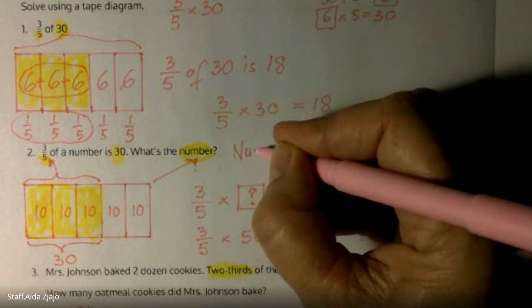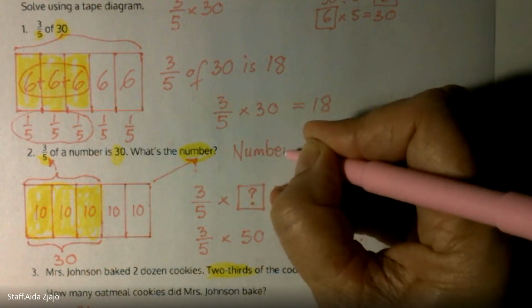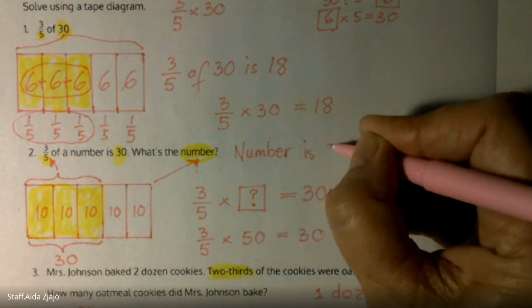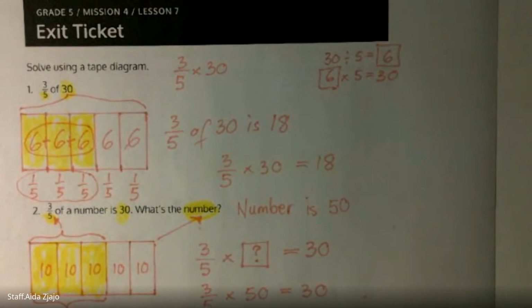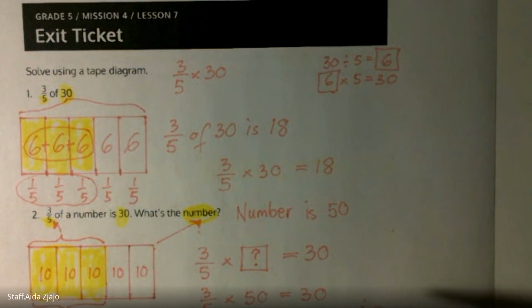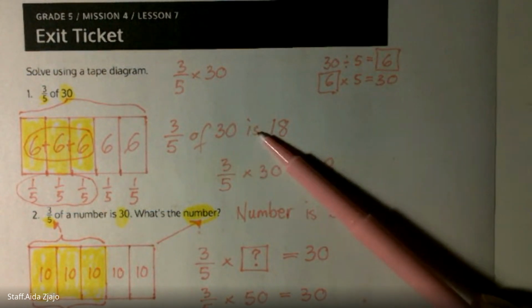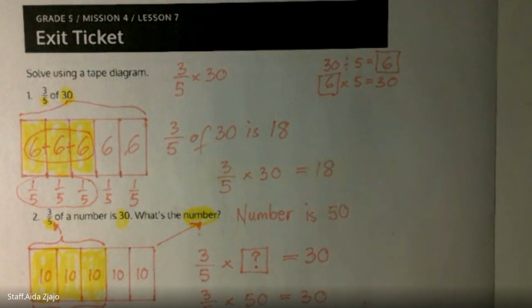We can also write here that the number is 50. And 3/5 of 30 is 18.